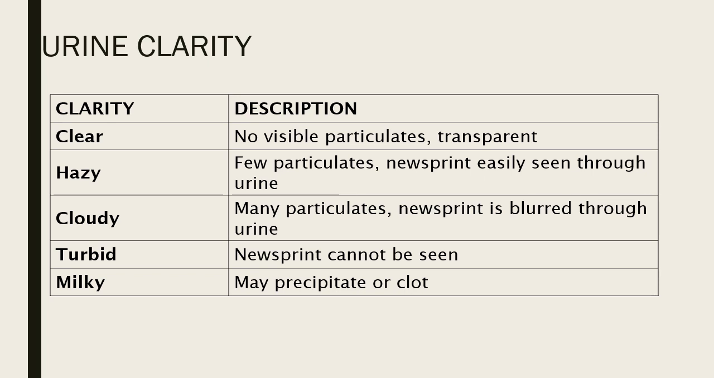When you say clear, there is no visible particulate, and it is transparent. When you say hazy, you have few particulates present, and newsprint is easily seen through the urine. Cloudy has many particulates, and newsprint is blurred through the urine. When you have a turbid sample, newsprint cannot be seen, and milky may precipitate or be clotted accordingly.